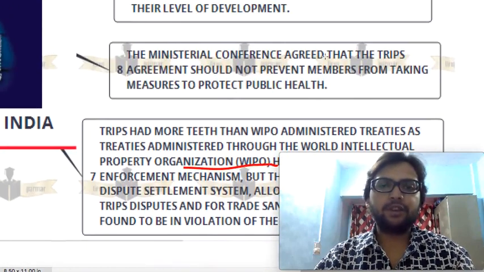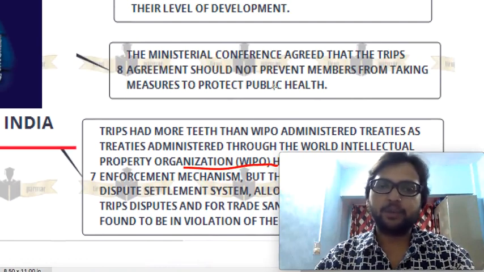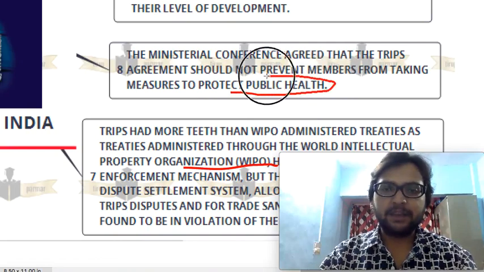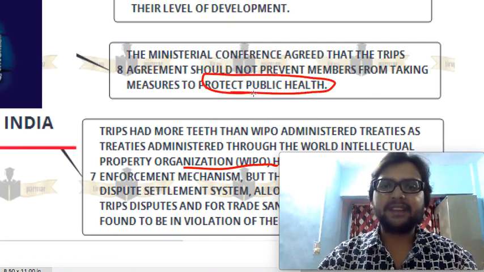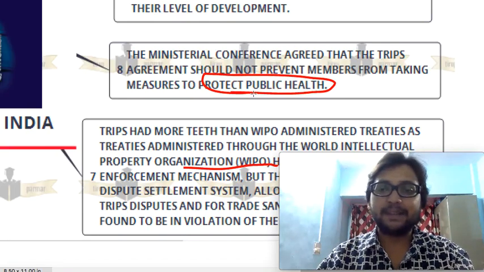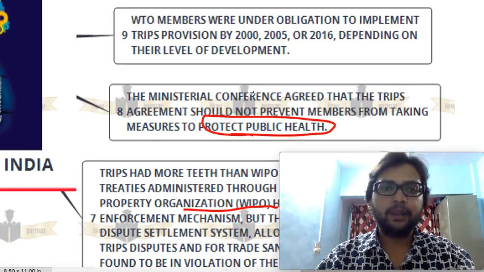The ministerial conference agreed that the TRIPS agreement should not prevent members from taking measures to protect public health. So as you can see, to save people, we can break some laws, or you can say we can compromise on some terms and conditions which are present in this agreement.